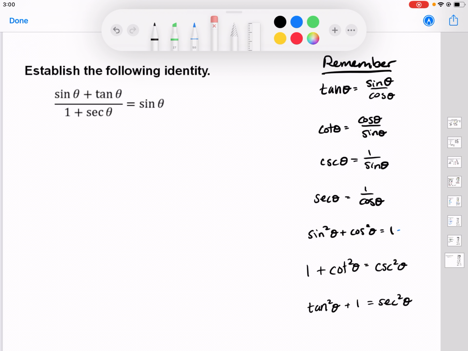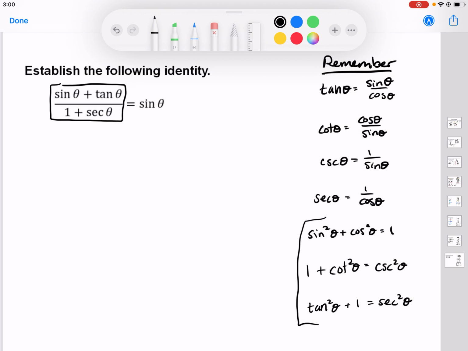Oh, this one's such a nasty one. I love it. So many things we can do. There's nothing squared on this one right now, so I'm probably not going to be using these identities right away. So let's just try some things. Like I said, there's a lot of ways you can do this. I mean, I'm just making it up as I go.